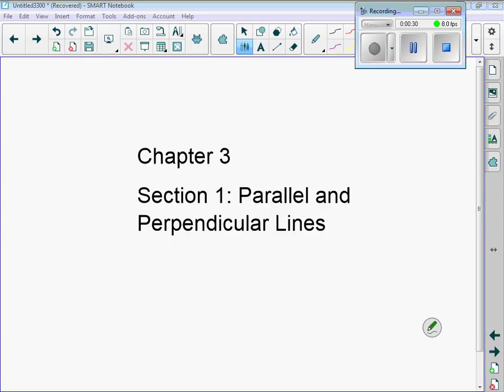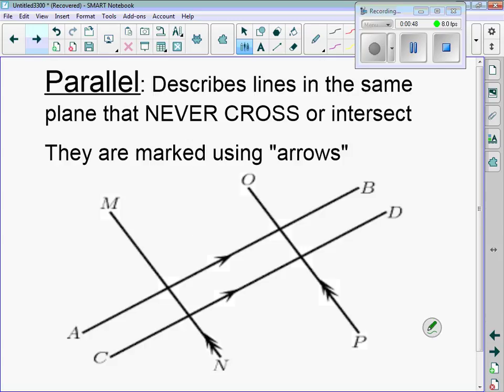So we're doing this chapter 3, and we're doing section 1 together first here and looking at parallel and perpendicular lines. So we're going to be looking at how we can tell if two lines are parallel or perpendicular, and also how we can make two lines that are parallel or perpendicular. So we're going to first look at parallel lines.